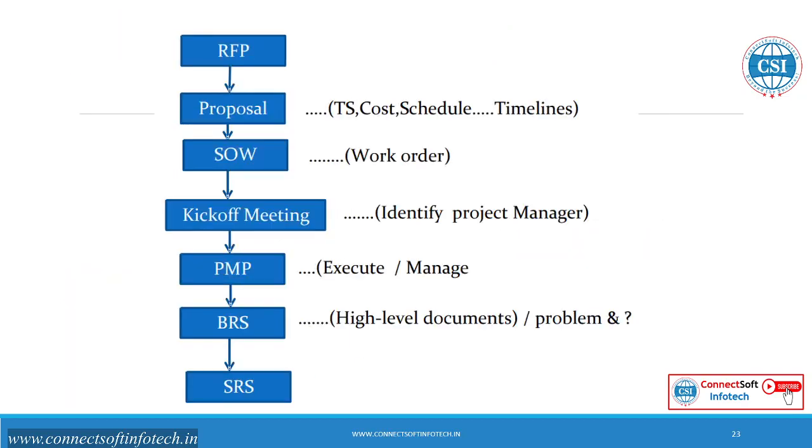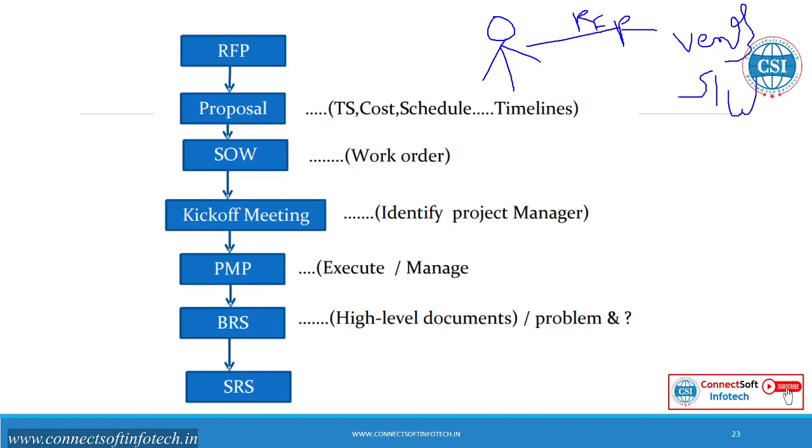Okay, so first of all, how does any project come to a software company? There is a client who gives an RFP to the vendors. RFP means request for proposal, and it is given to the vendors, who are nothing but the software companies. Then the software companies respond to the RFP with their proposal, and this proposal contains the technical solutions, timeline, schedule, resources, everything.